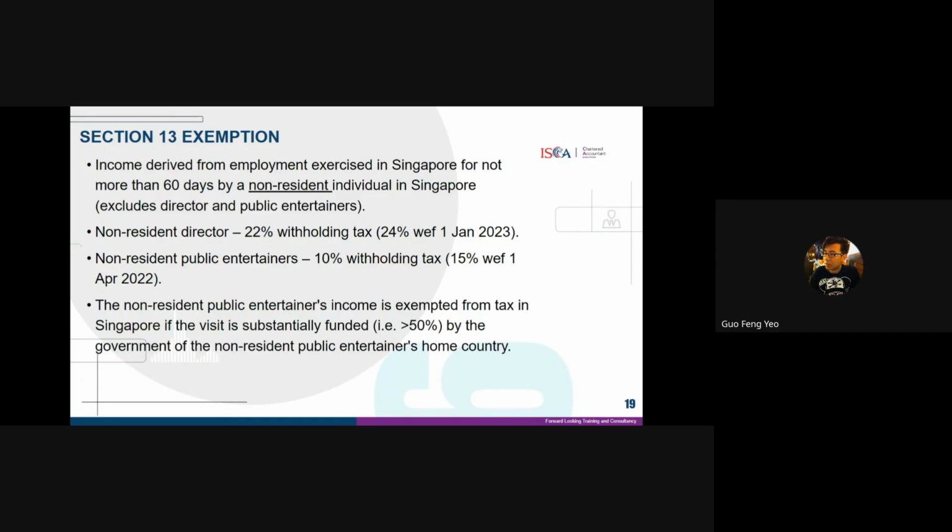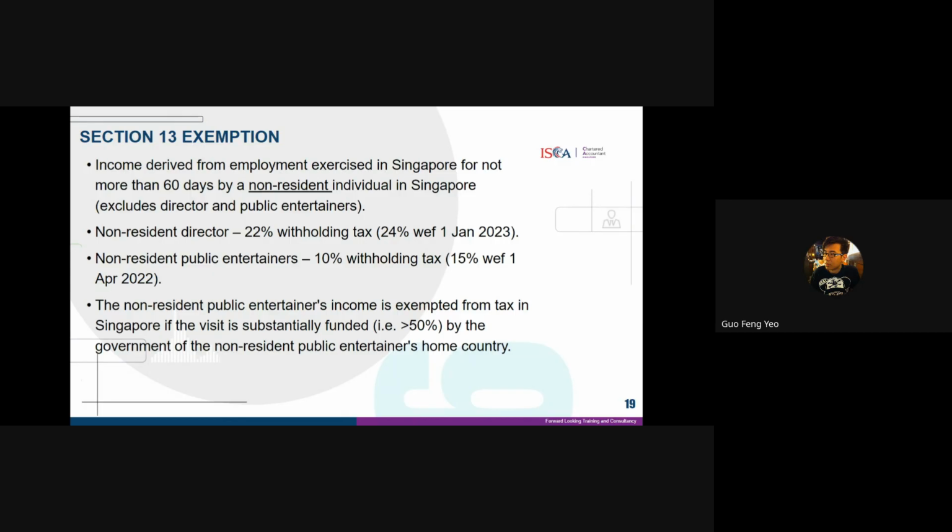So what does it mean for a non-resident individual? Using back my example, if a US citizen comes to Singapore, enters into a 45 days employment contract with a Singapore company, he would not be required to pay tax in Singapore if that is the only income he derives during the calendar year. This is because his period of employment exercised in Singapore did not exceed 60 days.